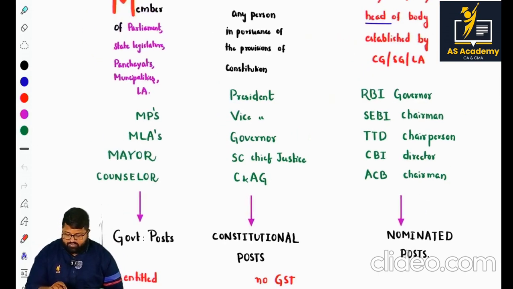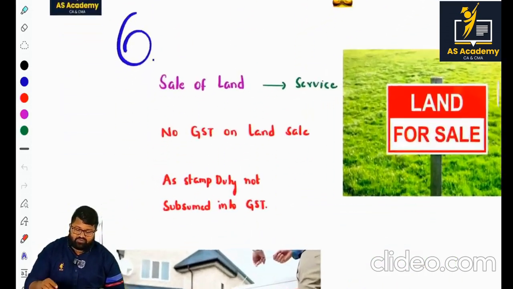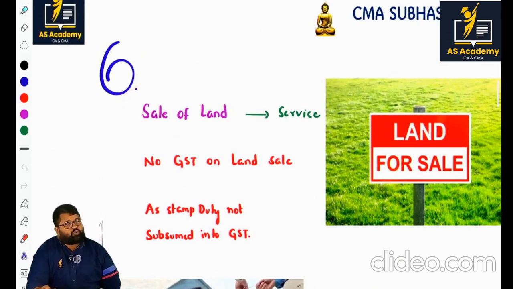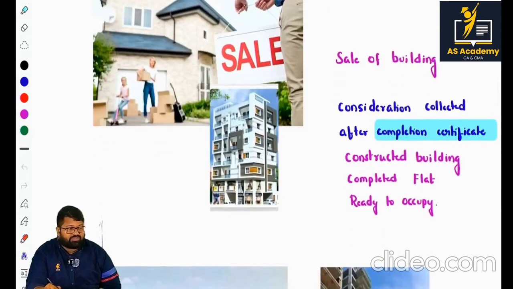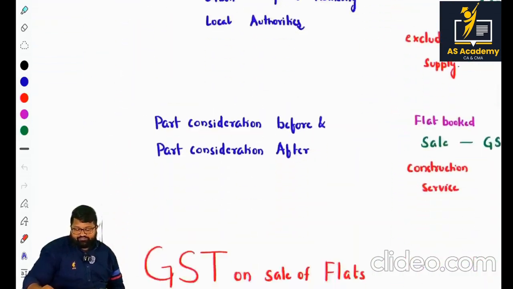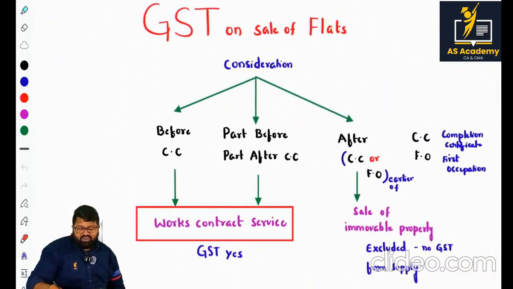Okay. So next. What about the 6th one? Sir, sale of land. Is it a good? No, sir. It's a service. But that is straight away excluded from GST. What is the reason? Already we are collecting stamp duty, stamp duties and all we are collecting, and that's fine. What about the sale of building? What is the most important point there? Sale of building, certificate of completion. So sale of building, flats and all.